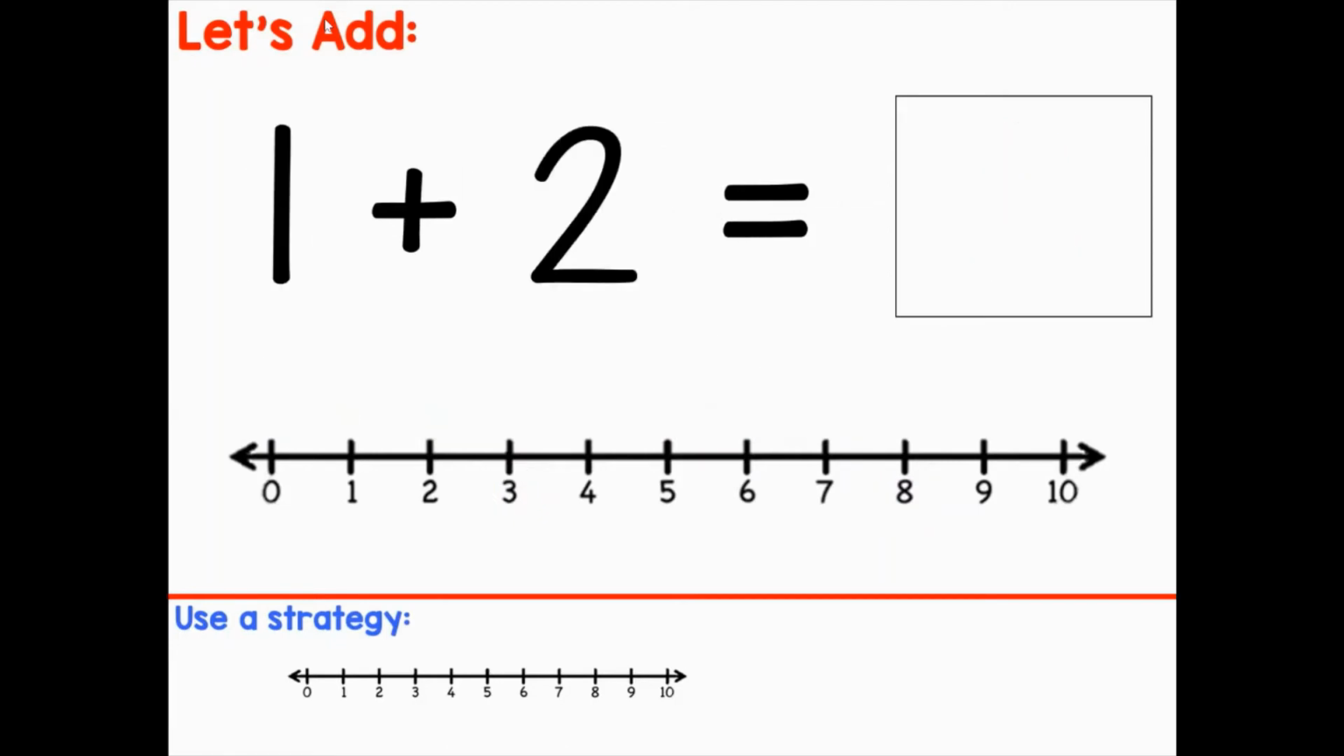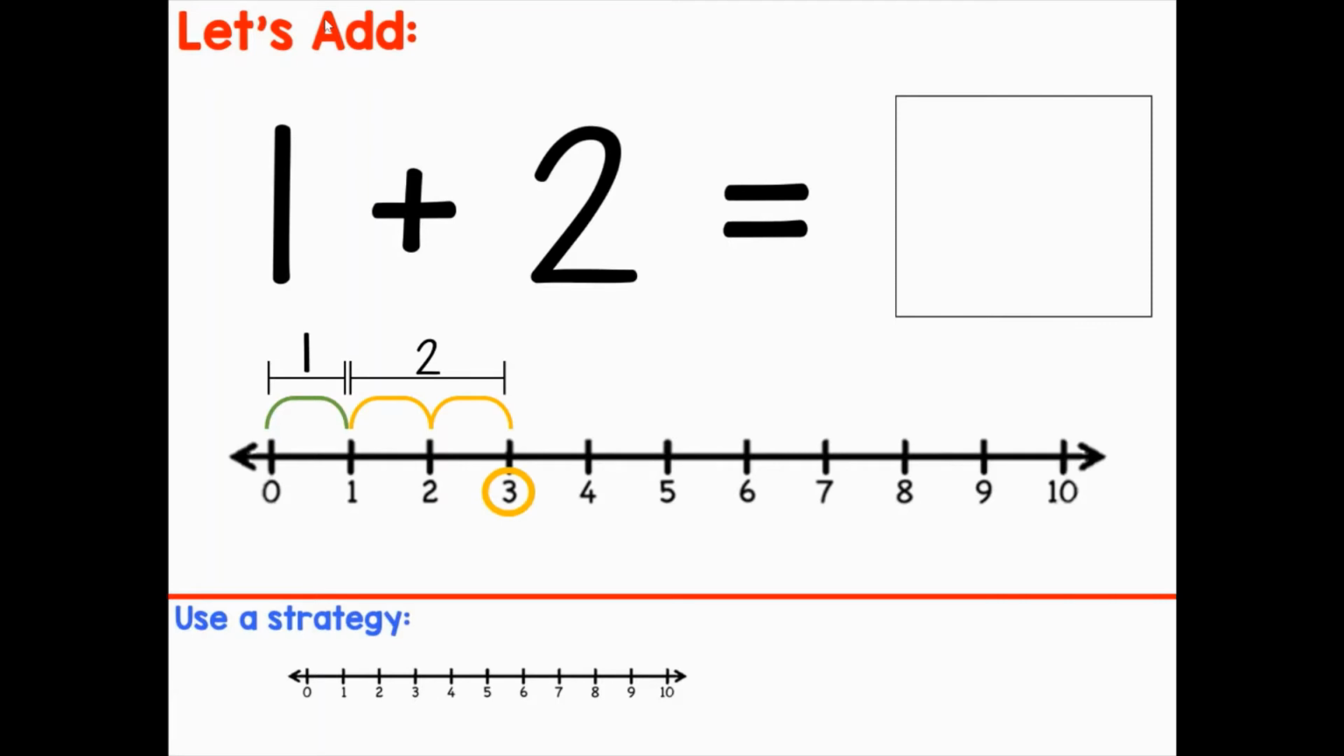Let's do it again. 1 plus 2. I'm going to make 1 hop to match my first number. And then I'm going to make 2 hops. 1, 2. That matches my second number. And now I've landed on what was our final number?